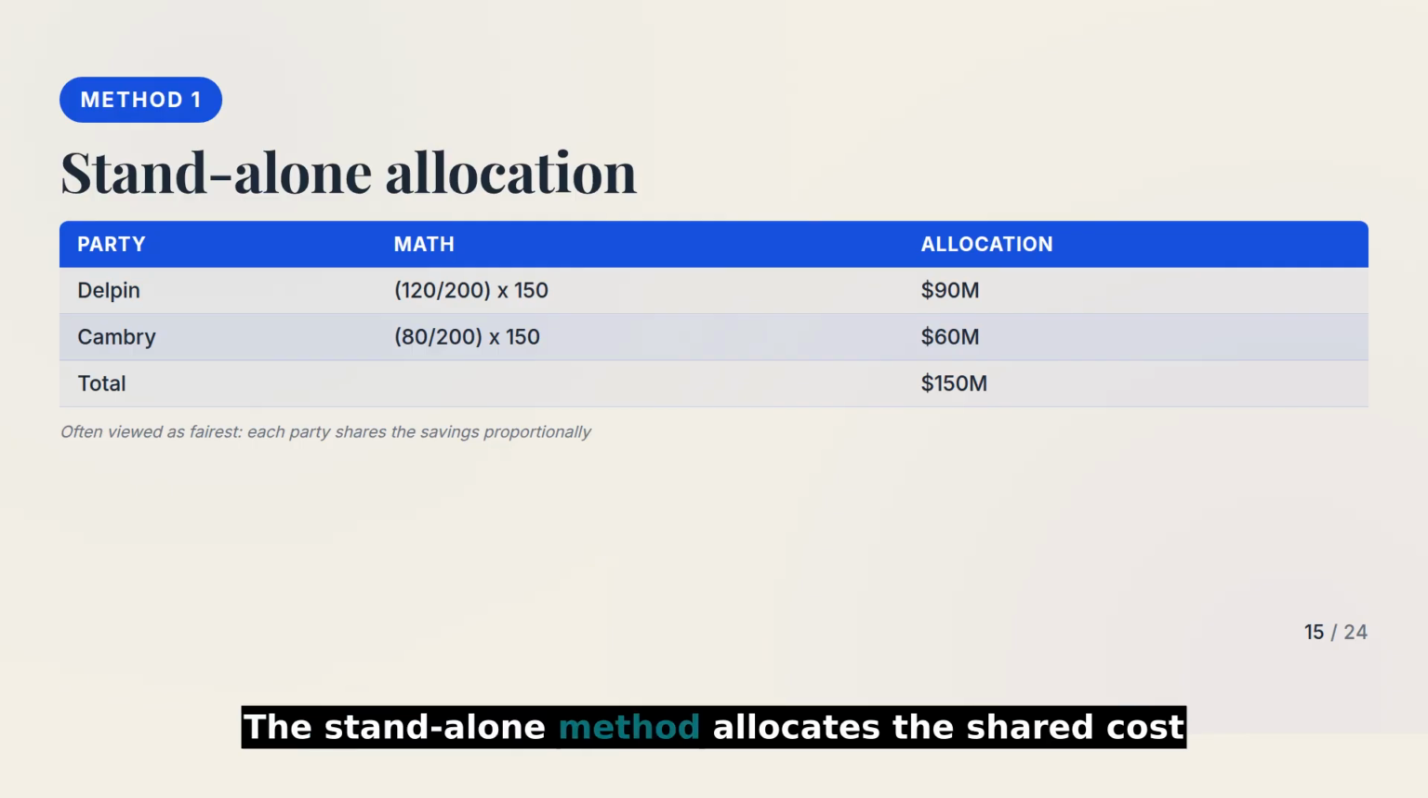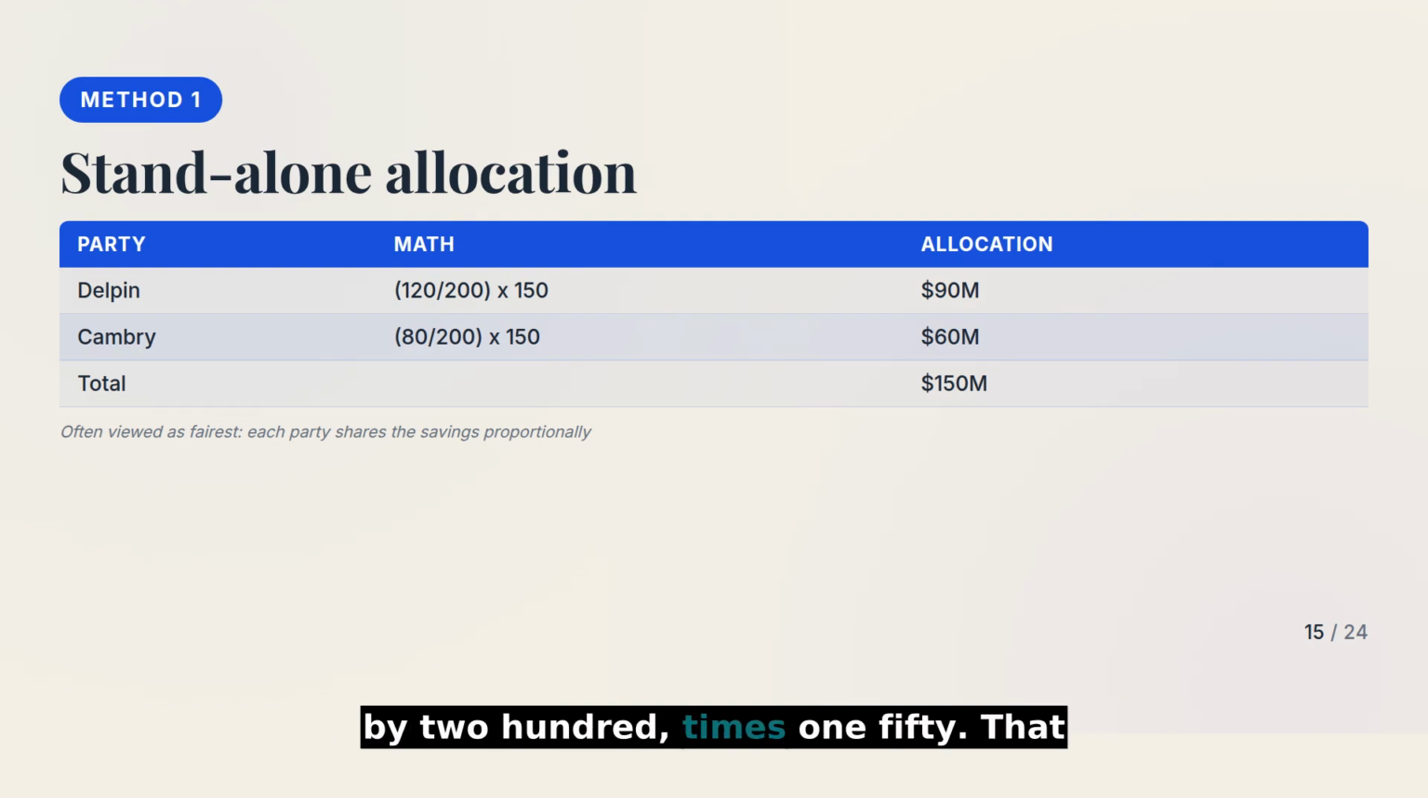The standalone method allocates the shared cost in proportion to each party's standalone cost. Delpin's share equals 120 divided by 200 times 150. That is 90 million. Cambry's share equals 80 divided by 200 times 150. That is 60 million. Both parties save versus their standalone cost, often viewed as the fairest method because every party gets a proportional share of the savings.